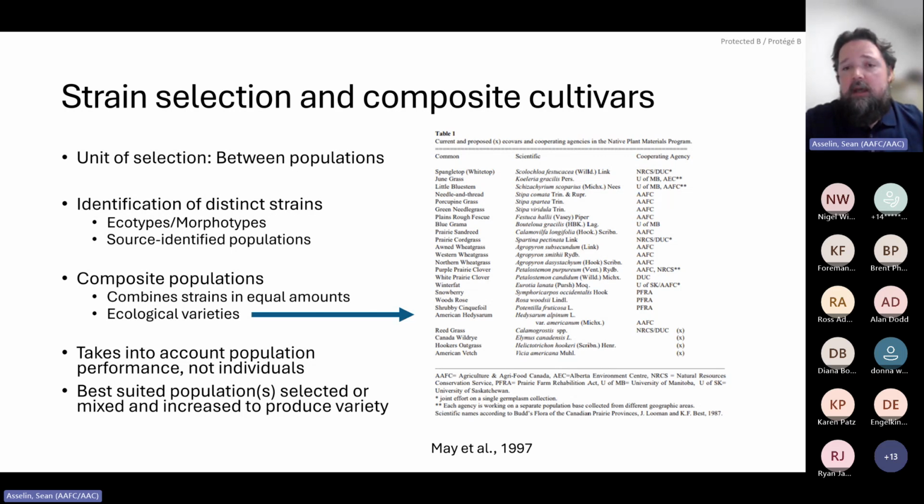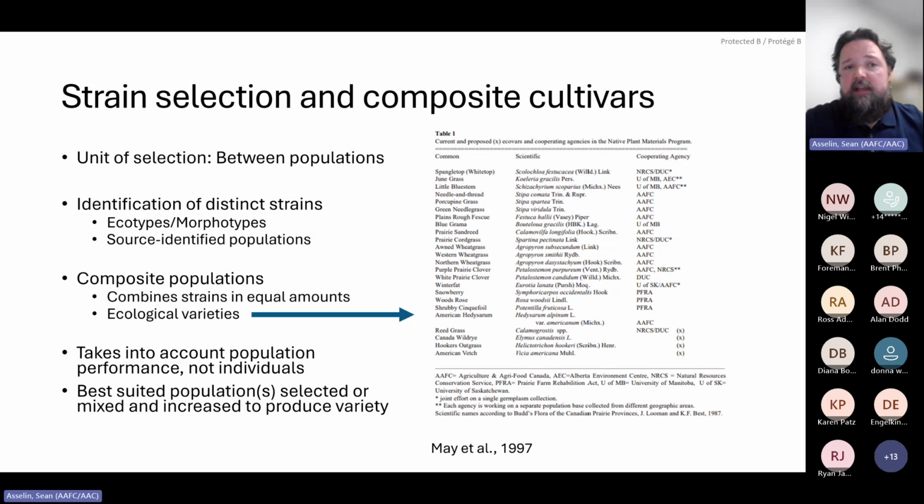And quite a bit of this work was done in the 90s to develop ecological varieties. AFC, University of Manitoba, Ducks Unlimited, and other partners worked together to develop a variety of ecological varieties for Western Canada.